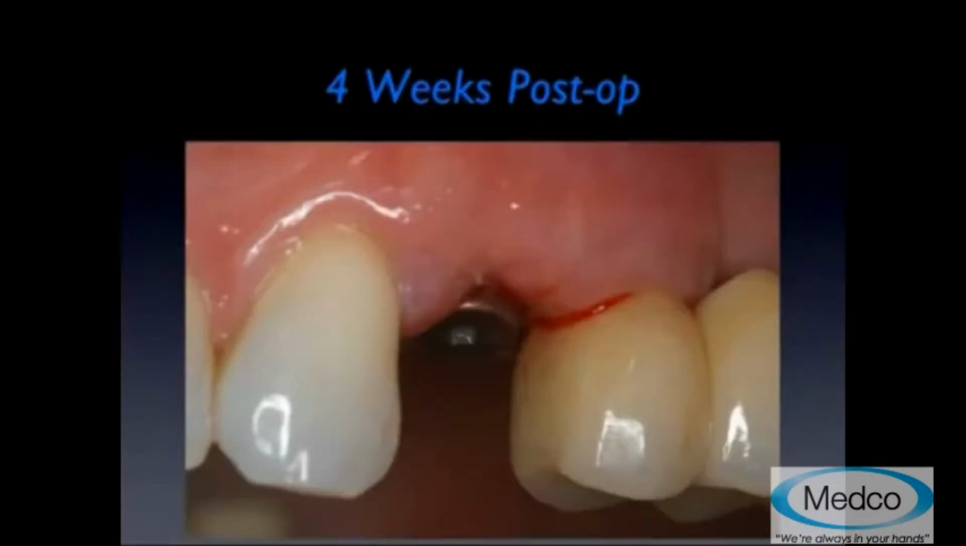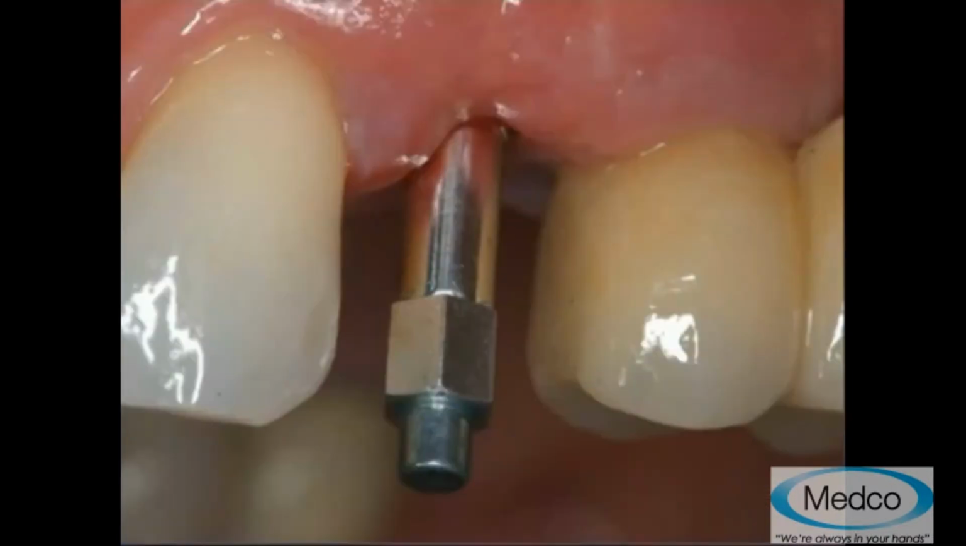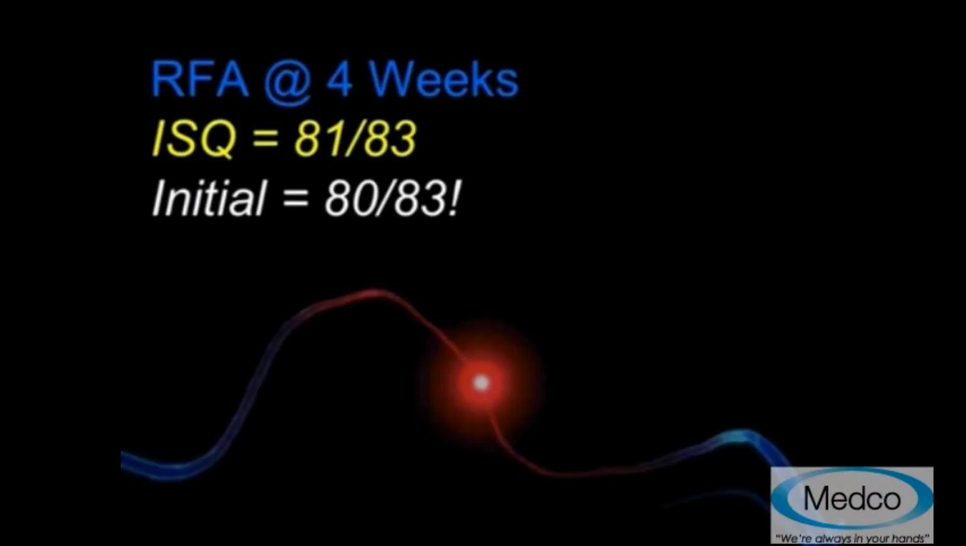I could go back at 4 weeks, excuse me, and look and see objectively how well healed this implant is, because I'm not going to reverse torque this implant. So at 4 weeks, we put the Smart Peg on, and we see we're at 81-83 versus initial 80-83. I know I can proceed with confidence to complete this case with my restorative dentist. And that's what they want to know.